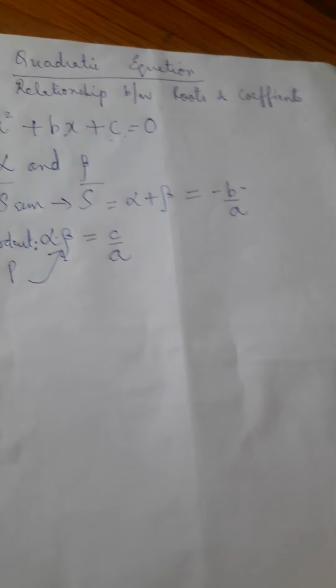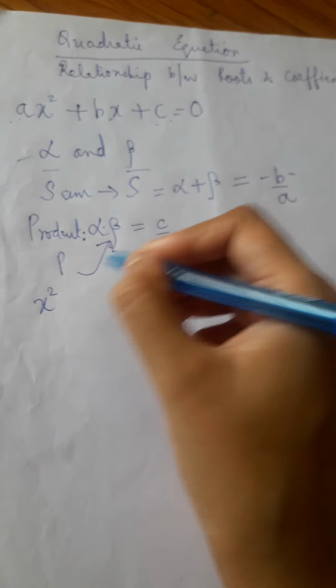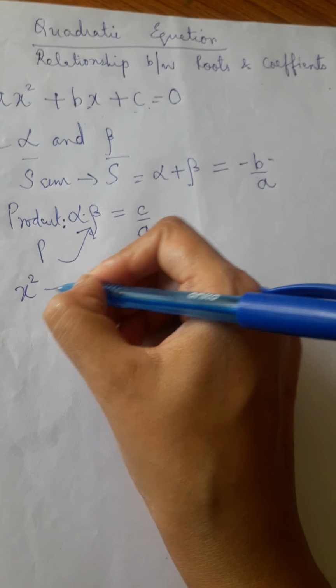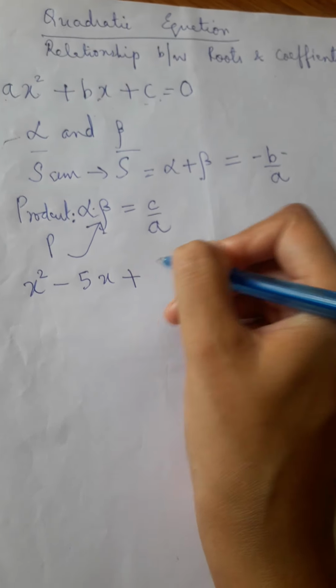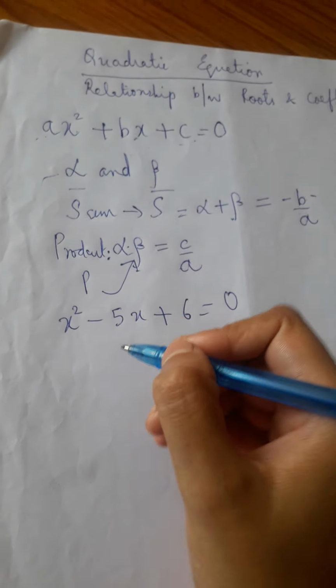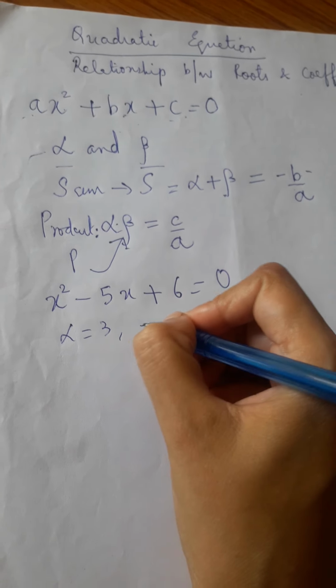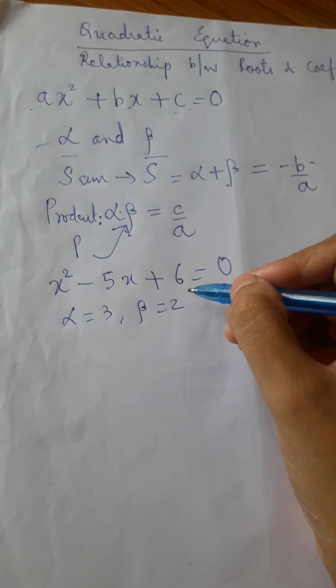And let's try to verify. Verify as in, let me take an example. I just don't want a, b, c. Okay, let me take proper numbers, real numbers. x square minus 5x plus 6. A very old famous example. All right. So we have seen this earlier, right? What are the roots? Alpha is 3. Beta is 2. 3 and 2 are the roots.